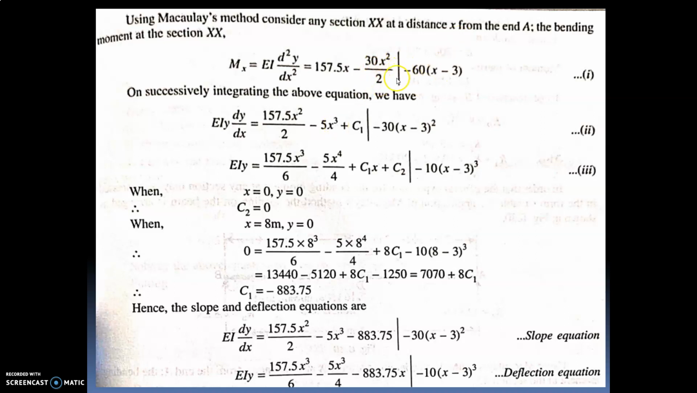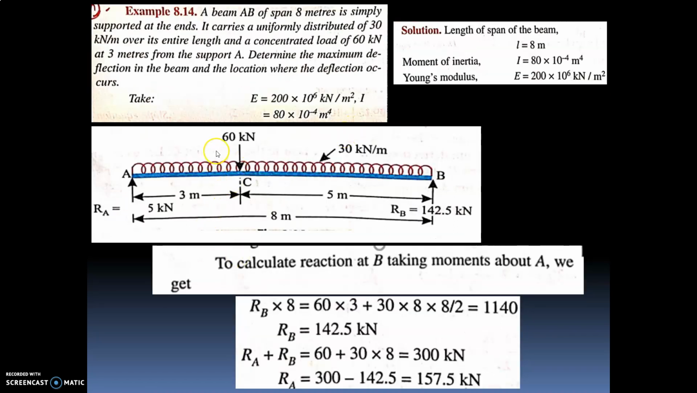You have to write this expression here only because the section is here. So we have considered two loads at this point only. In the previous problem, the section was considered here and only RA was there, there were no loads. But here UDL is there. So if the section is here, you have to consider both RA into X and also this 30 into X, which comes under this part of the section.